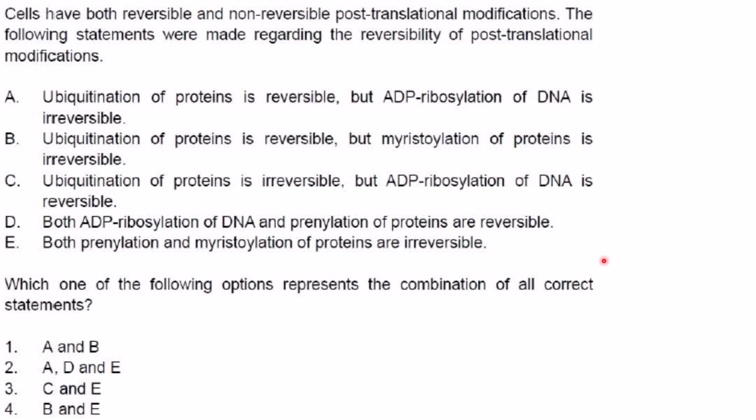So ubiquitination, it takes place at the N-terminal methionine and lysine, and it is a reversible process. The enzyme involved in this ubiquitination is ubiquitin ligase that adds ubiquitin molecules, and there is another one called deubiquitinase that removes the ubiquitin. So it is a reversible process. So the statement, ubiquitination of protein is reversible, is correct. So that makes the option, ubiquitination of protein is irreversible, wrong.